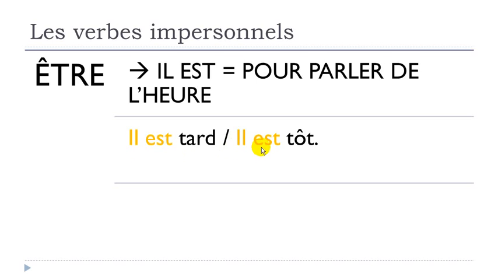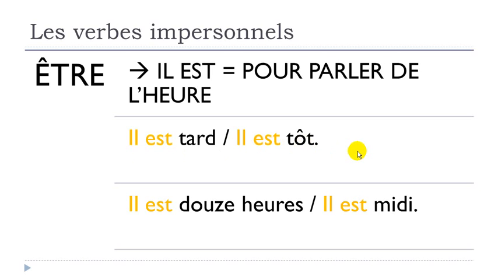And then il est tôt, it is early, okay. Same thing, that's the reason why we use this il form when we give the time, okay. Il est 12 heures, or then il est midi, 12 hours, okay. And then this midi, it's noon, okay. So il est 12 heures, il est midi.